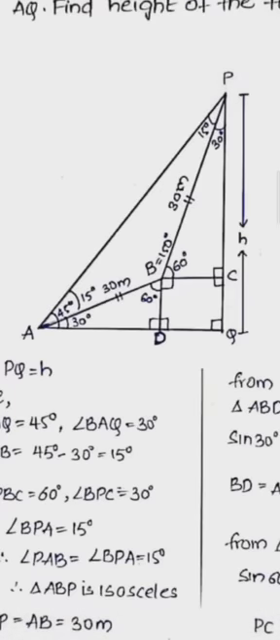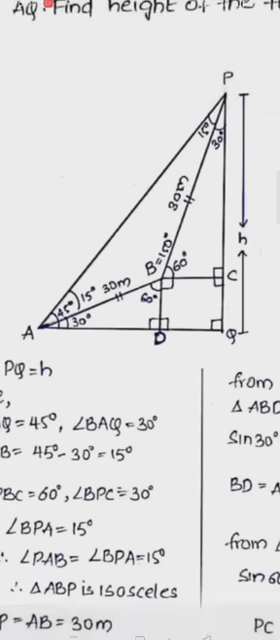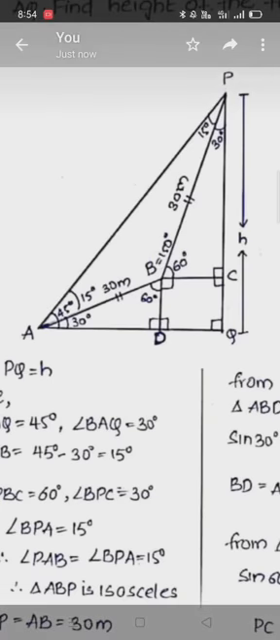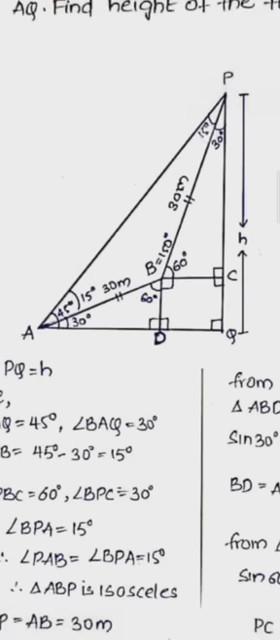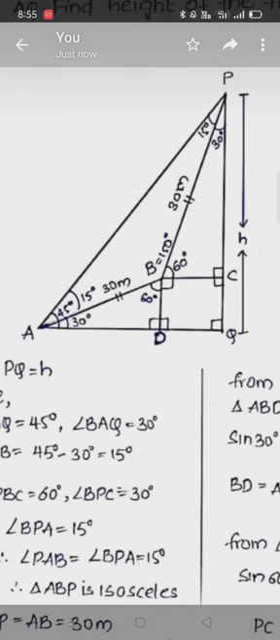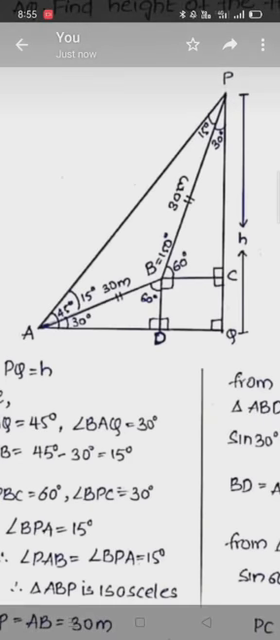So for the triangle ABP we have 15 degrees here and 150 degrees here. So the angle APB must be 15 degrees: 150 plus 15 is 165, and 180 minus 165 is 15 degrees. So for the triangle ABP, two angles are the same. At A and at P, both angles are 15 degrees.